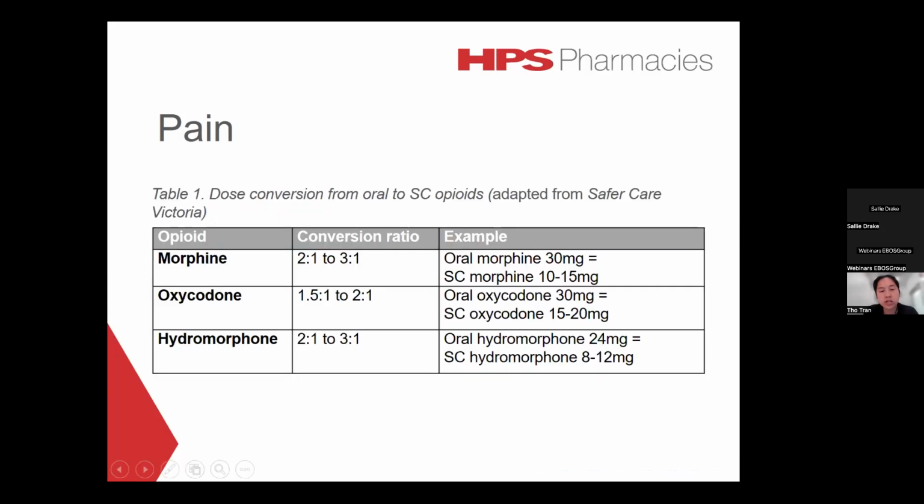Okay, so subcut administration is commonly used for opioids in palliative care patients. And here I'll give you an example of how to convert oral morphine into subcut morphine.